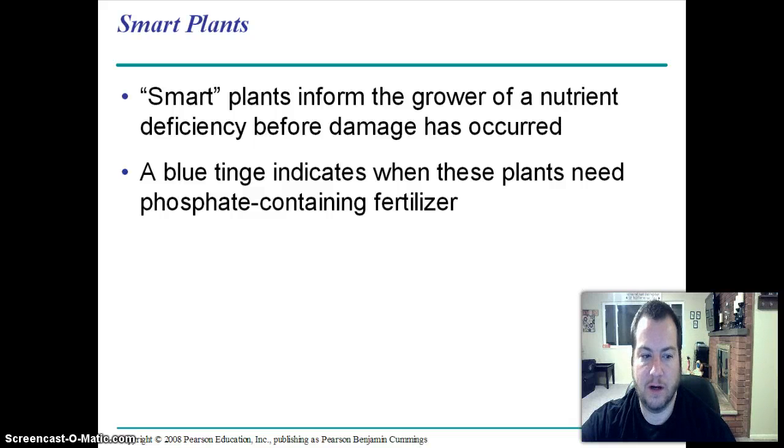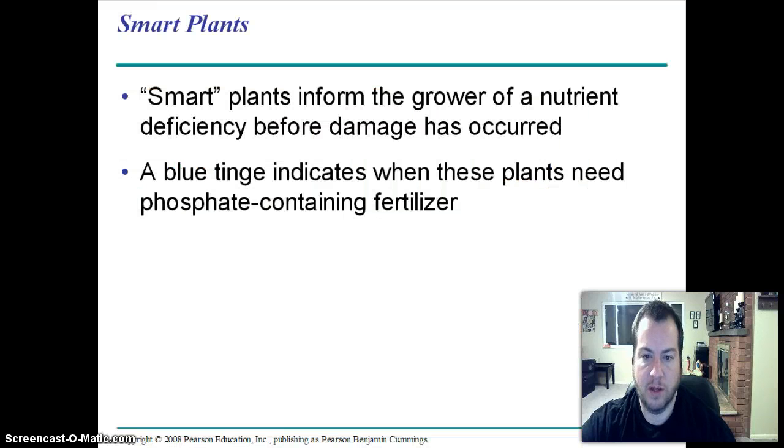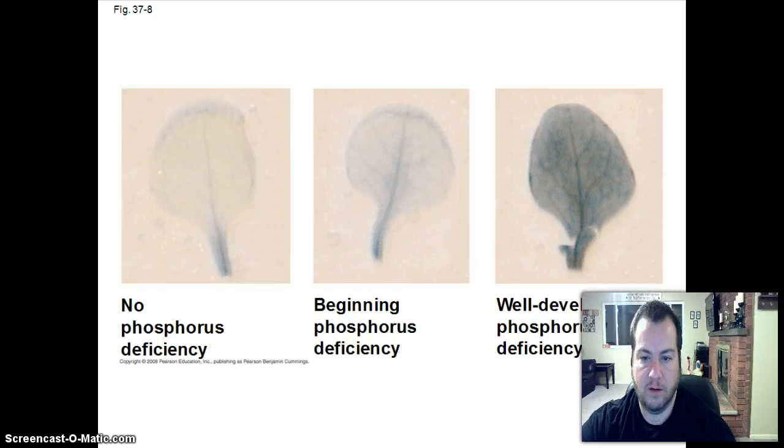Smart plants are kind of interesting. They tell a farmer when it's beginning to be deficient in a certain thing, like this one has a blue tinge indicating when they need a phosphate containing fertilizer.